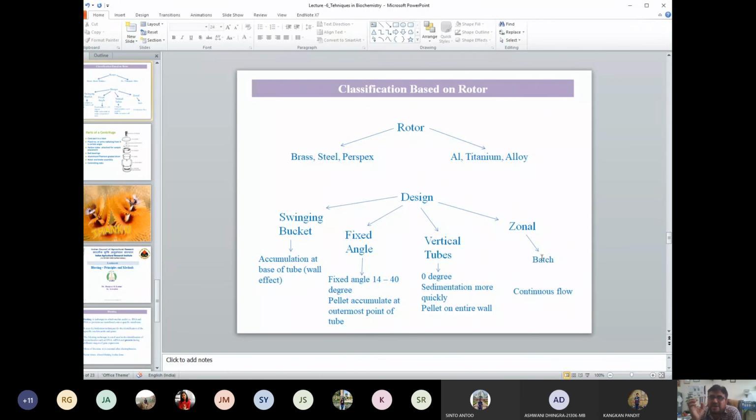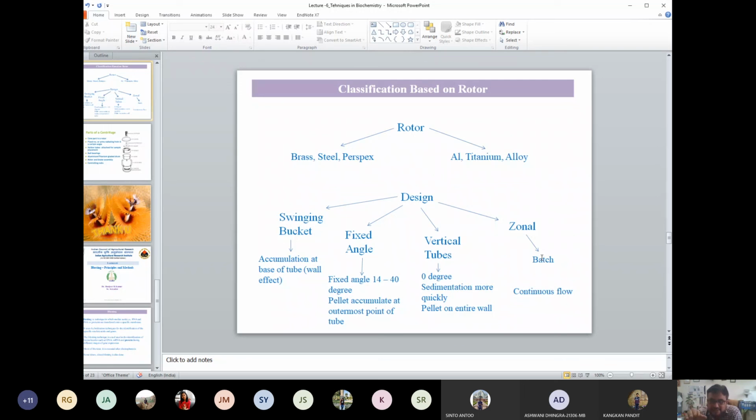In a fixed angle rotor, the angle of the rotor is fixed, and it varies from 14 to 40 degrees. Here the pellet accumulates at the outermost point of the tube. So when you centrifuge at high speed, the pellet will accumulate at the outermost, the farthest point of that particular centrifuge tube. Your pellet will go and accumulate over there.